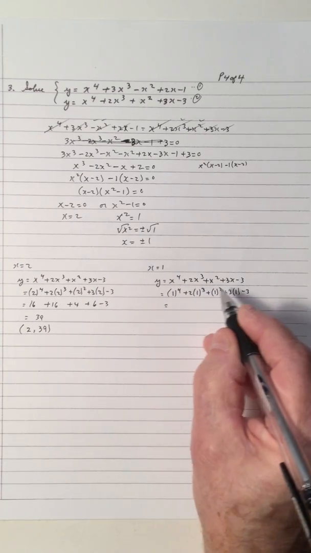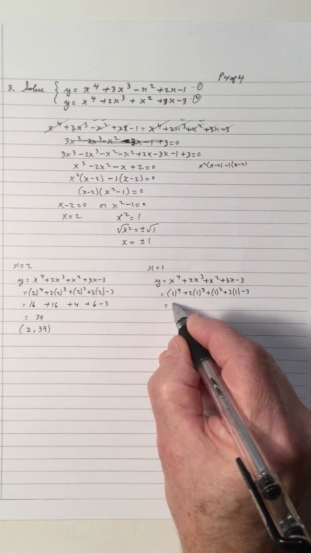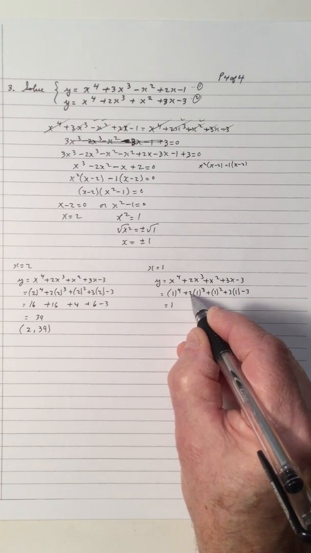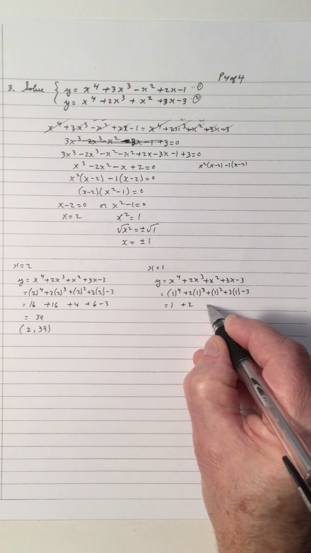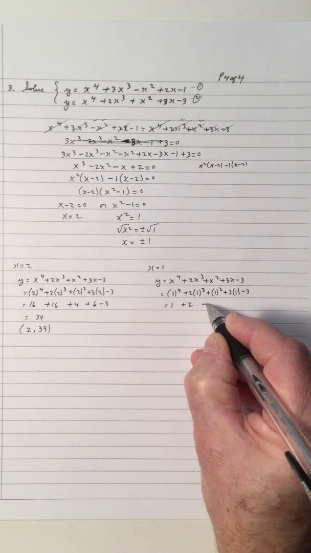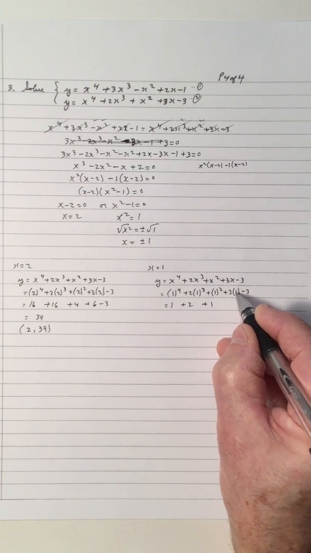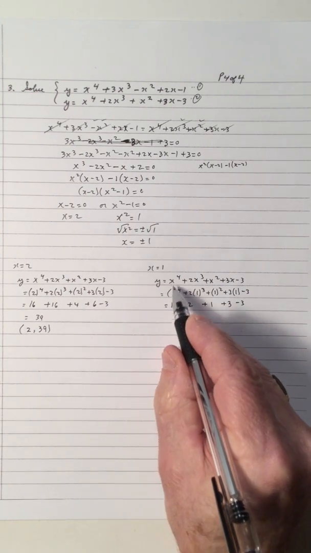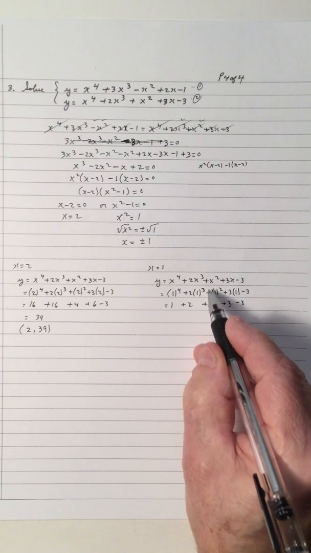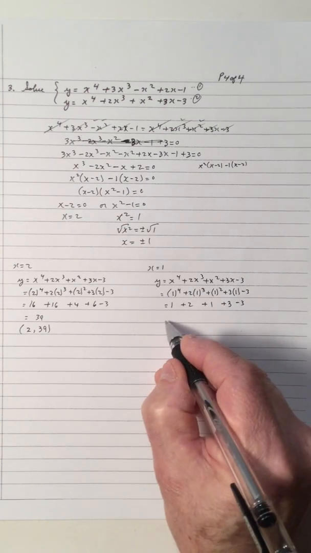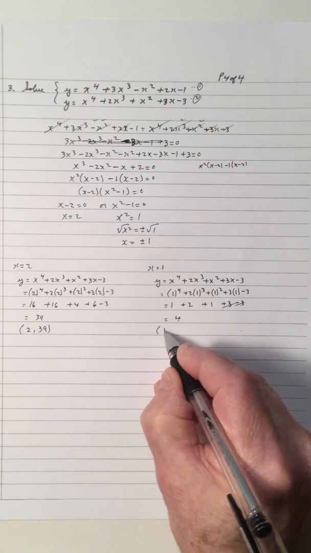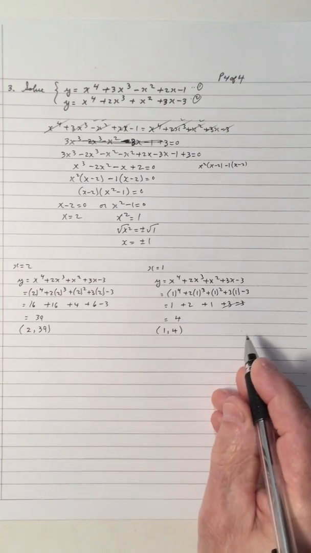So when you put a 1 in, you have 1 to the fourth is 1. 1 cubed is 1 times 2 is 2. 1 squared is 1. 3 times 1 is 3, minus 3. So notice that's a 1, that's a 2, that's a 1, that's a 3, negative 3. When you add them up, they're gone, so that gives you 4. So 1 gives you a 4.